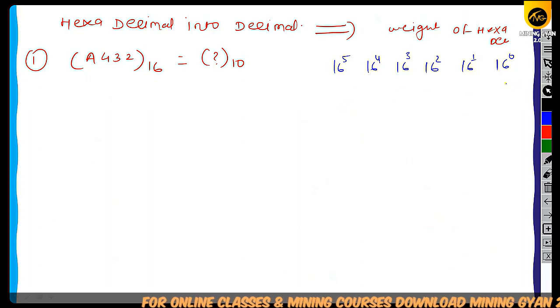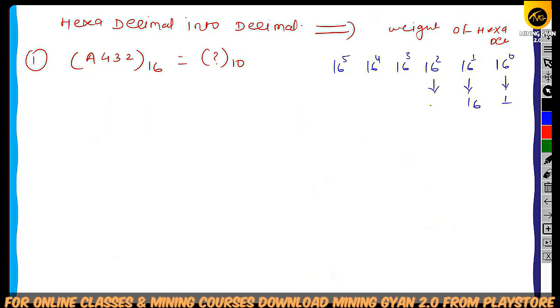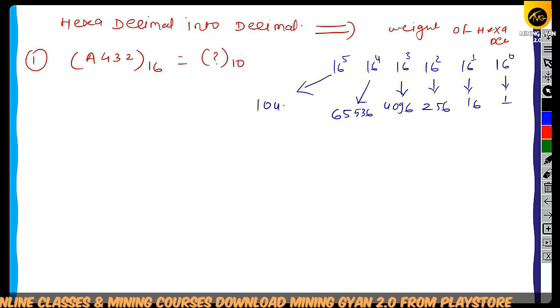So the first one will be 1, the next will become 16, and the next one 16 square is 256. 16 cube is 4096. Now remember 16 power 4 will become 65536, and 16 power 5 will be 1048576.